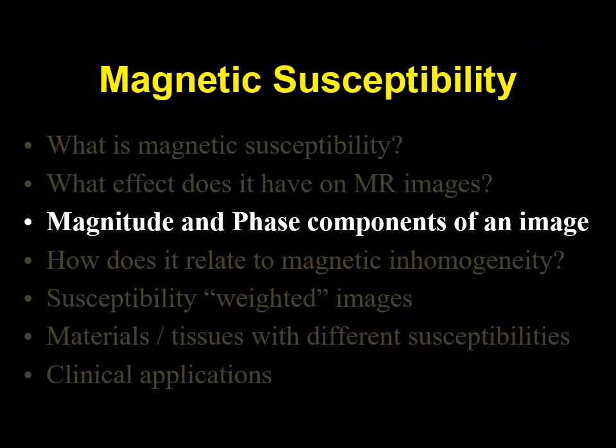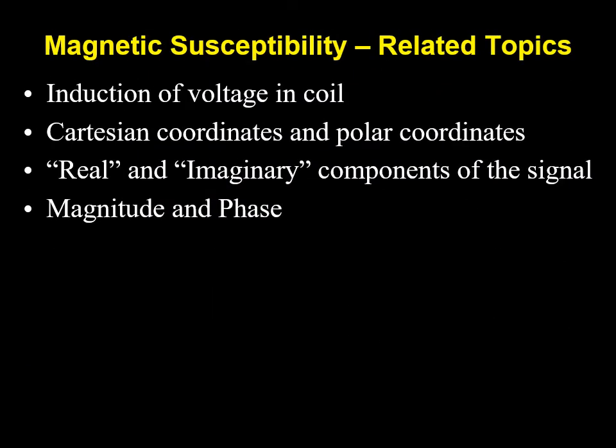This brings us to a discussion of the magnitude and phase components of the MRI signal. So we're going to back up a step and take a look at how the signal is generated in the MRI receiver coil, how that voltage is induced, and then look at 2 different coordinate systems, the Cartesian coordinate system and the polar coordinate systems, and then talk about the real and imaginary components of the MRI signal and the magnitude and phase components of the MRI signal.